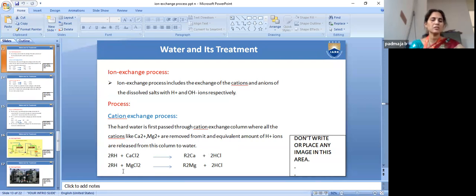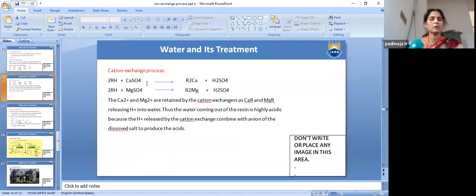So if magnesium is present in hard water, magnesium chloride for example, the magnesium Mg2+ ions are exchanged with H+ ions in the cation exchange resin. So we can write here R2Mg + 2HCl. So the collected water from the first chamber is containing HCl, so that is more acidic water. So the hard water is passed through the cation exchange column where all the cations like calcium and magnesium are removed from it, and the equivalent amount of H+ ions are released from this column to the water.